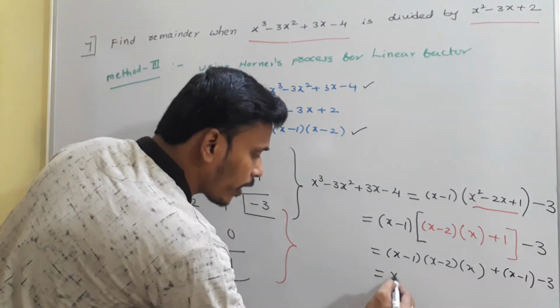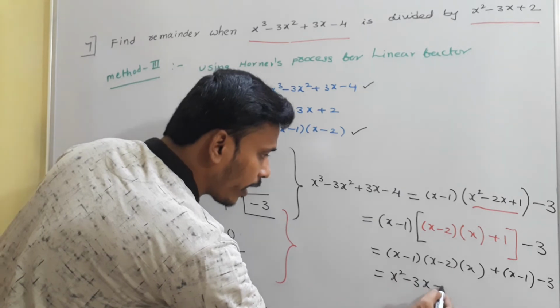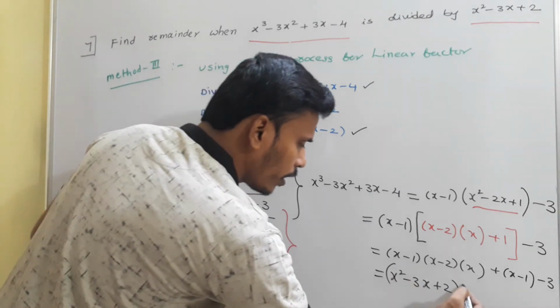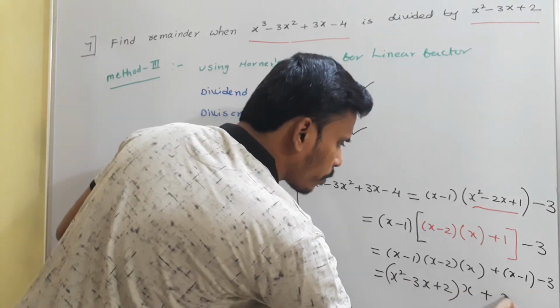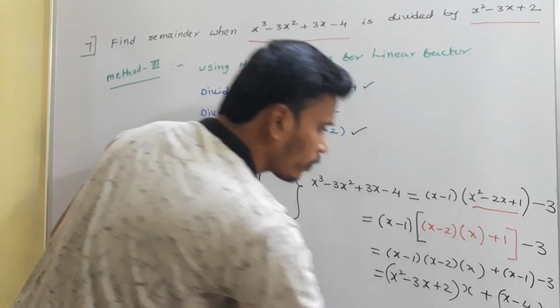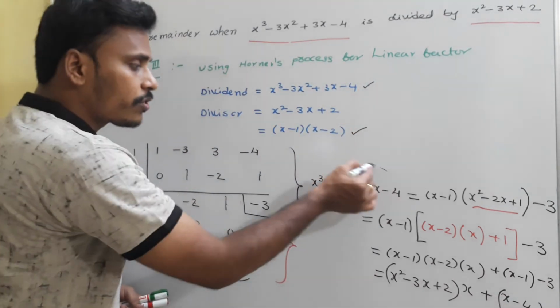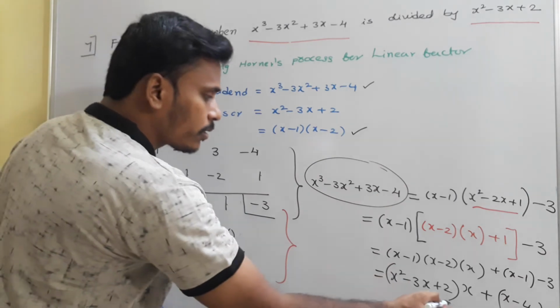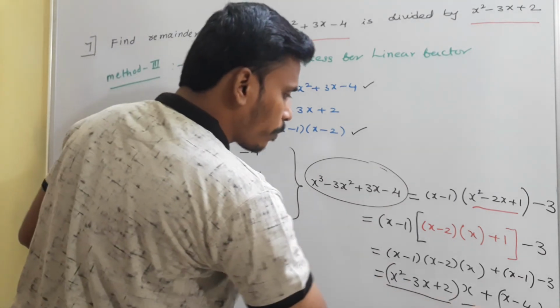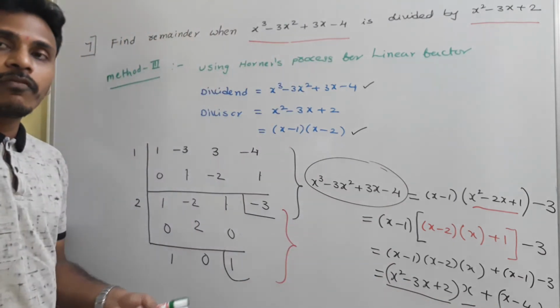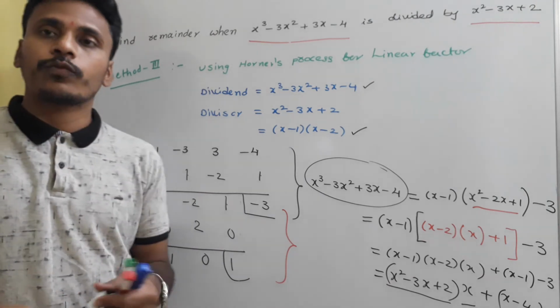So now this is equal to x minus 1 into x minus 2, which is simply x square minus 3x plus 2, into x, plus this part, which is x minus 4. When you observe, this dividend is equal to divisor into quotient plus remainder. Again we found the remainder as x minus 4.